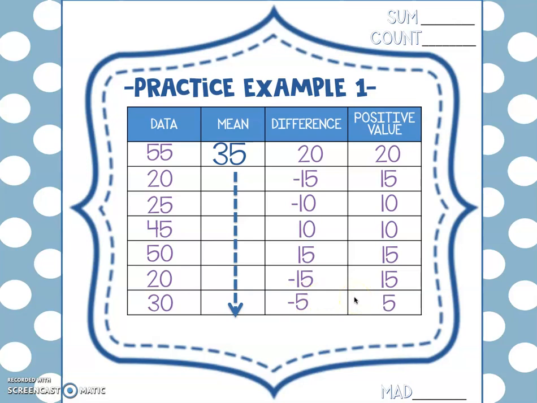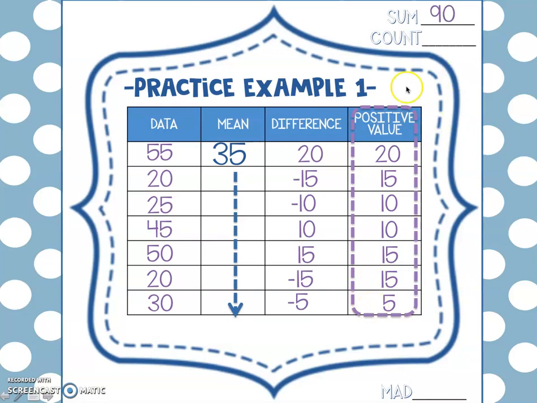So we've got our entire table filled out, but we still have things we need to figure out. We need to figure out the average of this column. These were our distances away from the mean, and if we want the average distance, we're just going to find the average of this data set. Same way we found any other average before, we're going to find the sum. That just means we're going to add up this column. 20 plus 15 plus 10 plus 10 plus 15 plus 15 plus 5, we get 90.